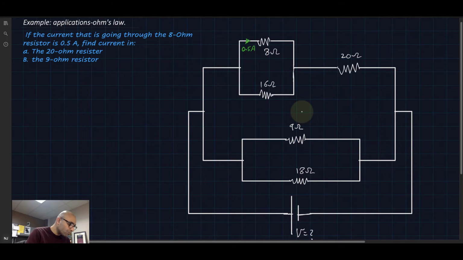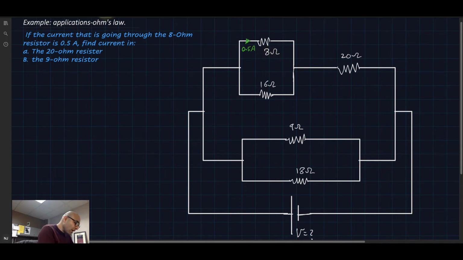How do we go about solving this problem? It is not easy, but the best thing to do is to start where you have most of the information. Where is most of the information? It can be found in this segment of the circuit, which tells us that the current is 0.5 amps and the resistor is 8 ohms.